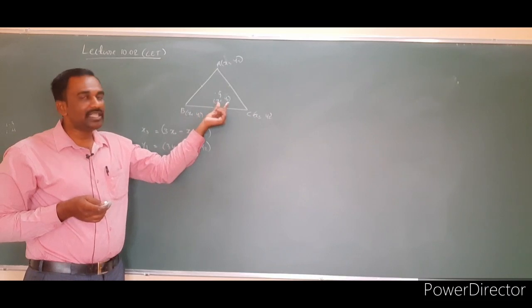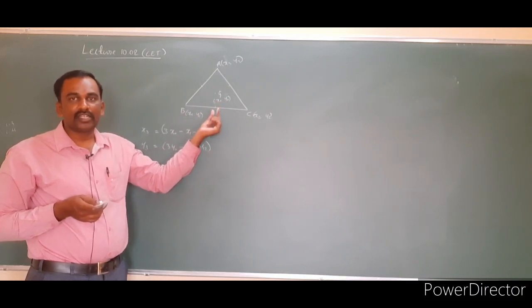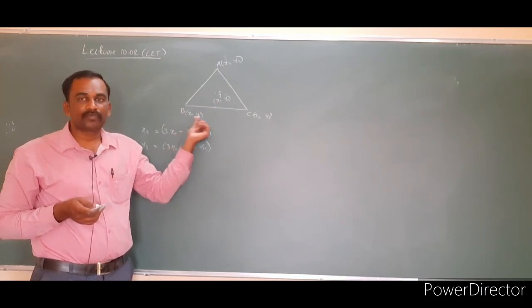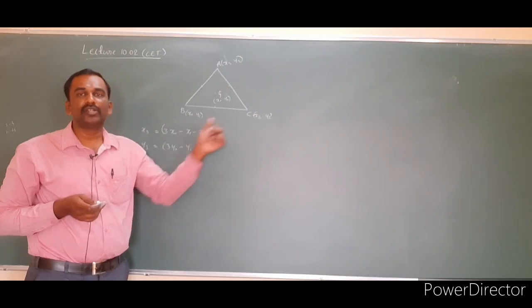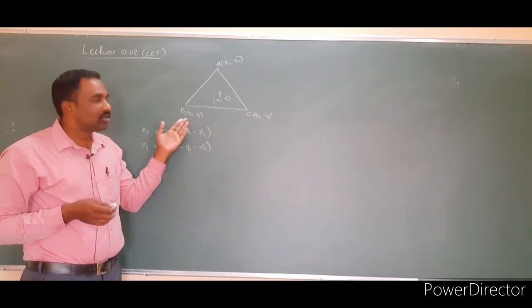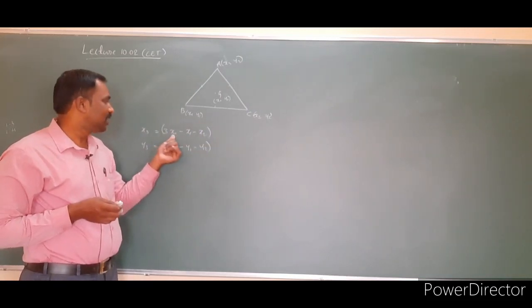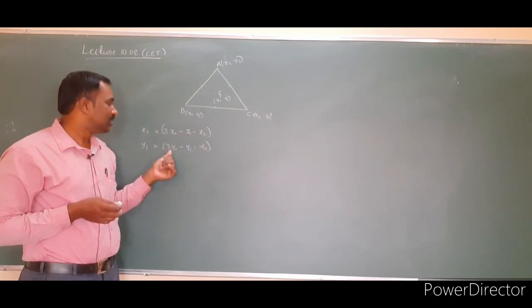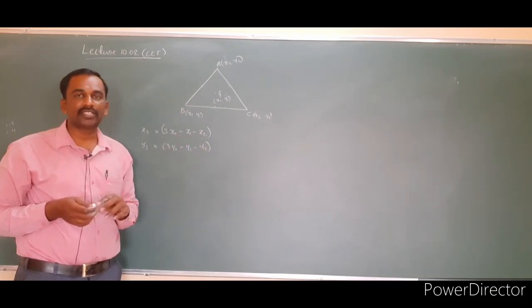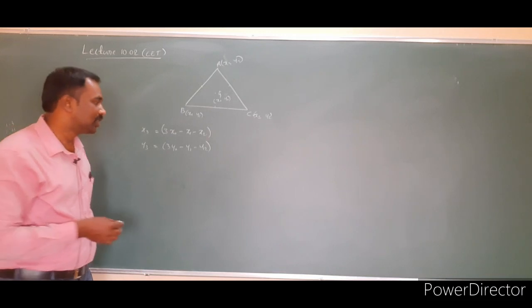This is the formula we need to use: 3 times the centroid coordinate, minus the remaining two coordinates of the two points. So that is 3x0 minus x1 minus x2, 3y0 minus y1 minus y2. So this is the one thing.